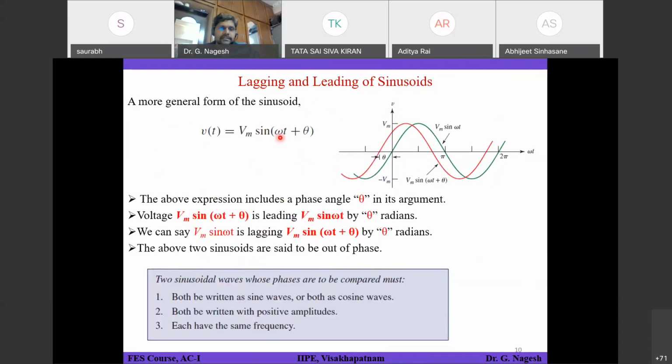what is the unit for omega t? Radian or degree? Okay, wait. Omega is in radians per second and time t is in seconds. So the unit for omega t is radians. So theta should also be expressed in radians.